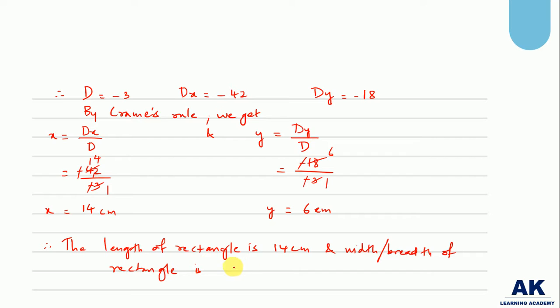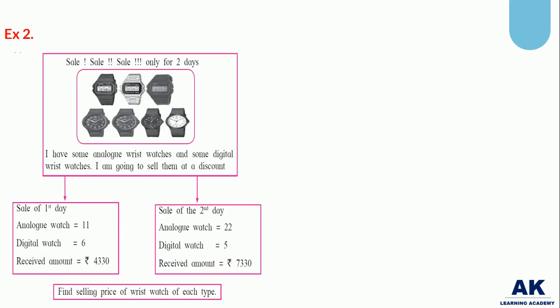is 6 centimeter, right? Now let's solve the second example. Here the question is given as: we have some analog wrist watches and some digital wrist watches, right? I'm going to sell them at a discount, right? So here the sale is given, and we have data of the first and second day, right?